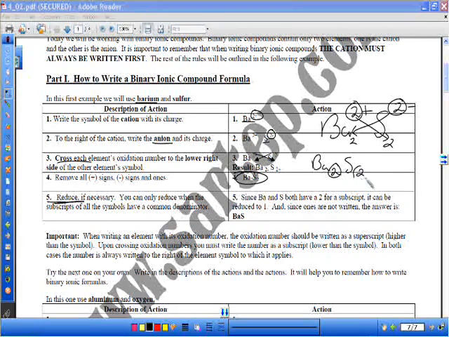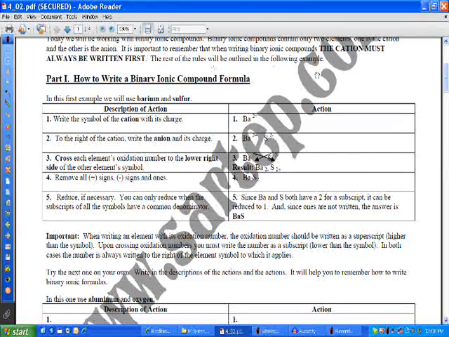The last thing you have to do is see if you can reduce. Can I reduce the 2 and the 2? I can, to where it's BaS. Remember that the oxidation number, or the charge, is the superscript. This is the higher one. Upon crossing the oxidation numbers, you must write just the number as the subscript. That's the lower symbol, and the subscript tells you the number of atoms. So here I'm going to have 2 bariums and 2 sulfurs, but I can reduce that to 1 barium and 1 sulfur.